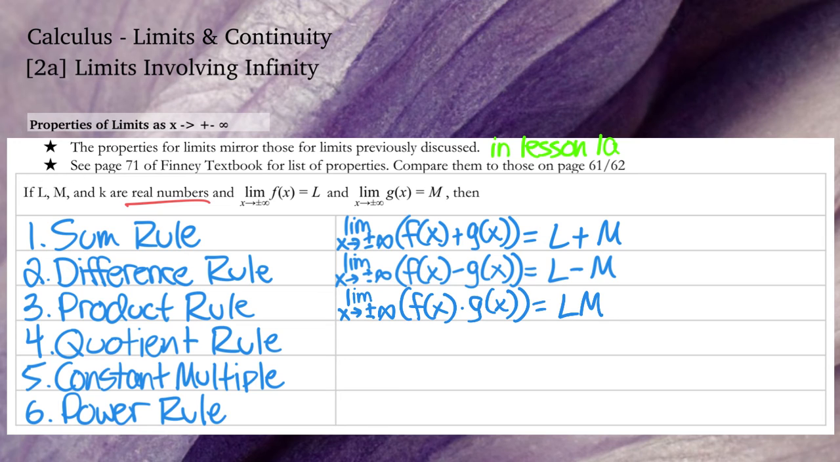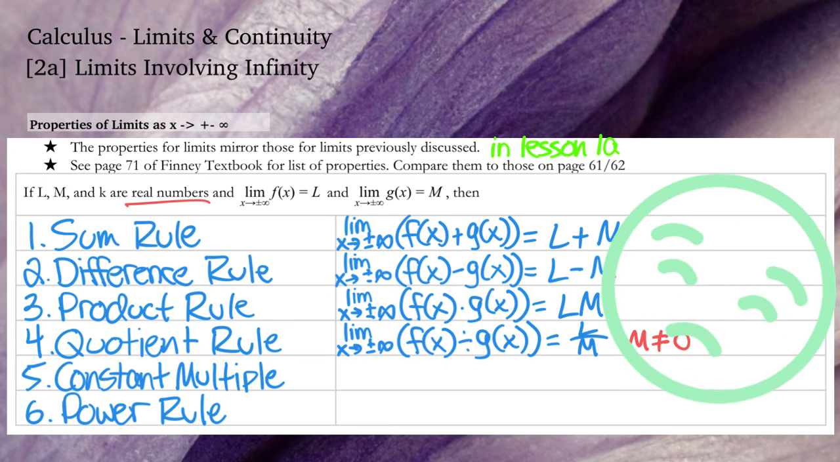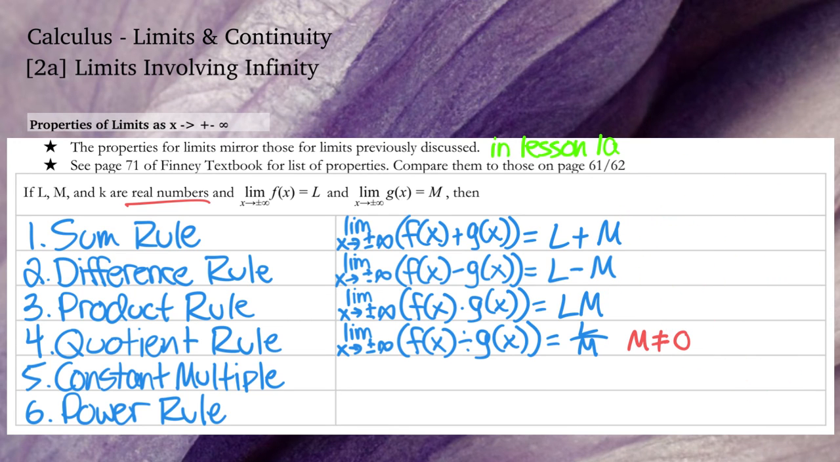The quotient rule states that if you take the limit of a quotient, then the result is the quotient of the limits, except that the limit in the denominator must not be equal to 0. Otherwise, we have a divided by 0 issue. We don't want that. We have 2 more. The 5th one is the constant multiple rule. It states that if you take the limit of a constant times a function, then the result is that constant times the limit of the function, k times L.